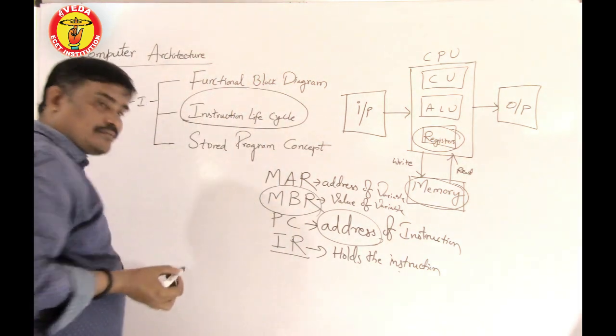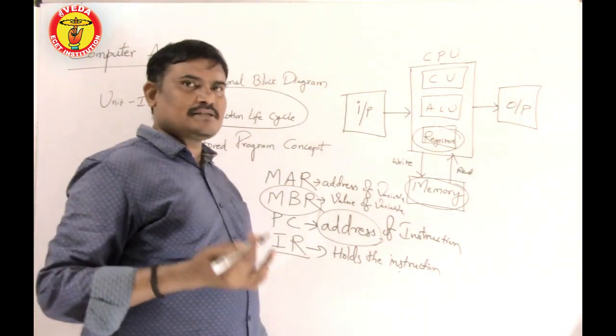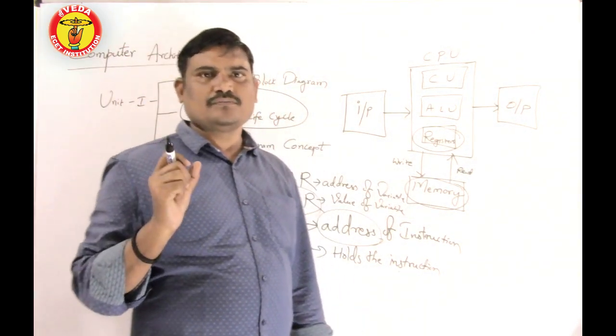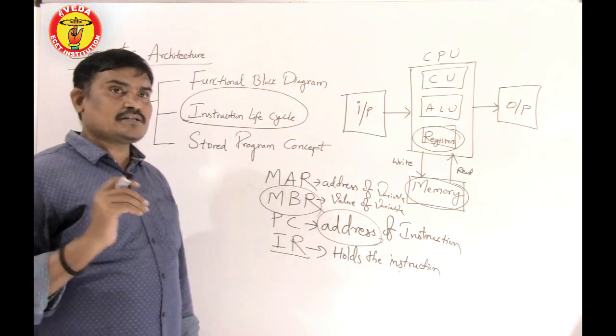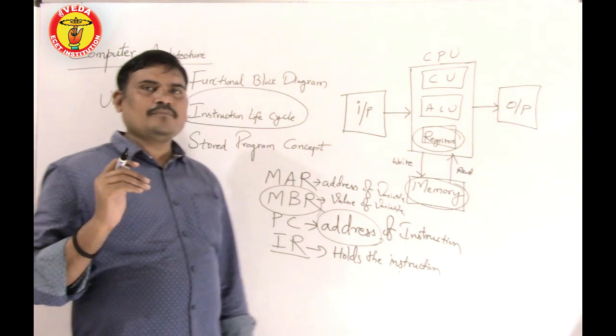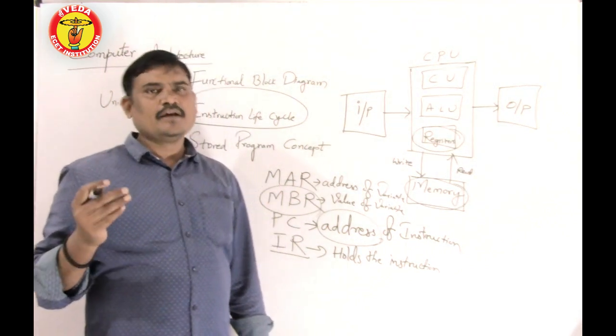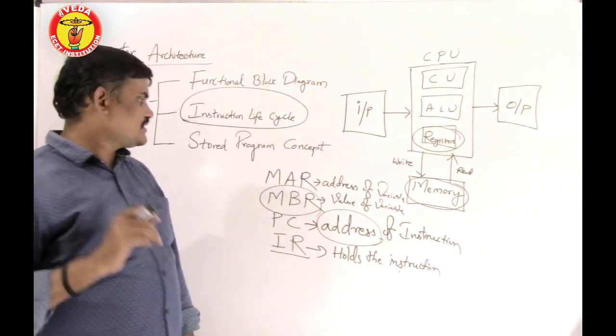The next one is about the instruction lifecycle. What is an instruction? An instruction instructs the computer what to do. Suppose I give one example: C = A + B is an instruction that instructs our computer to perform the addition of A and B and store the result in a variable called C.